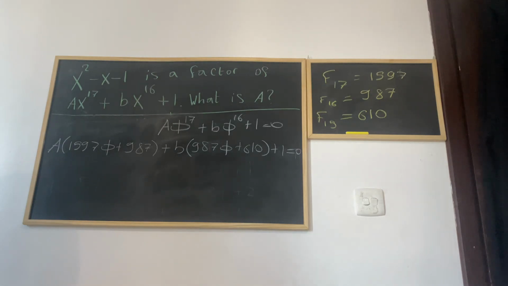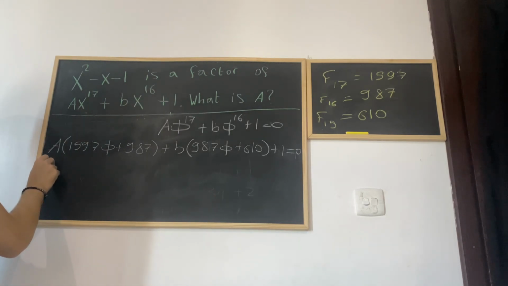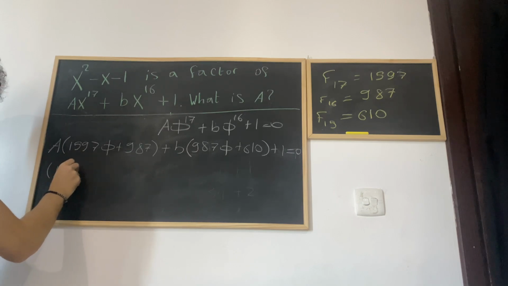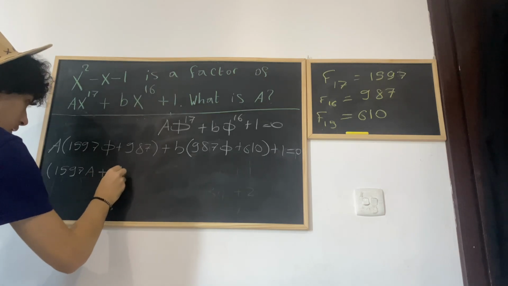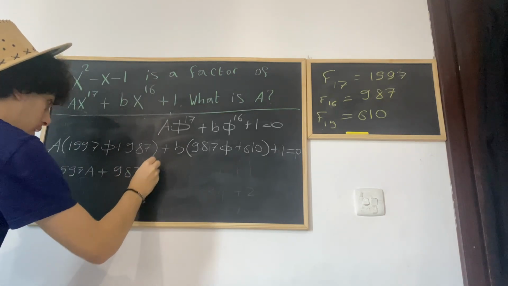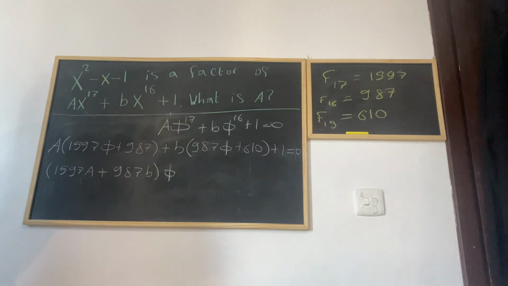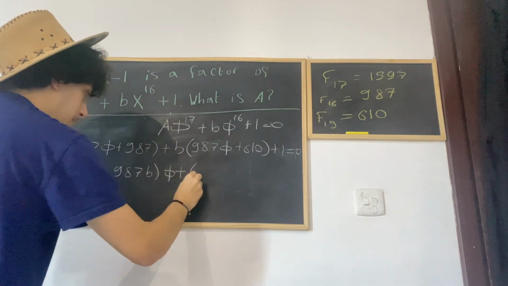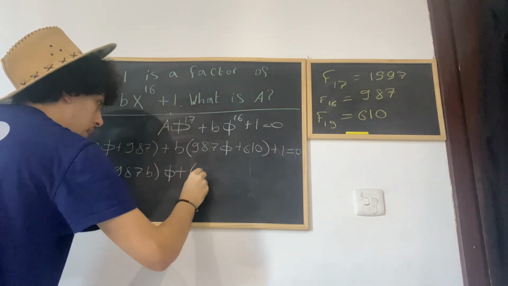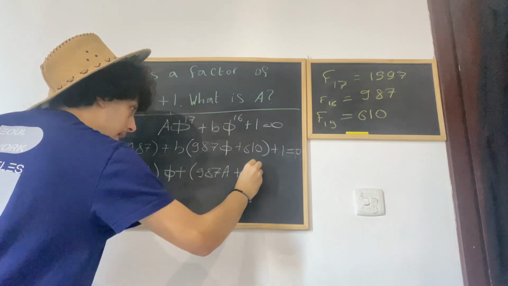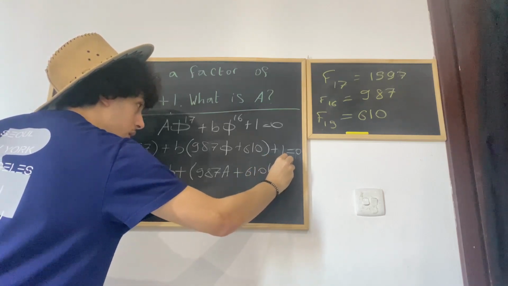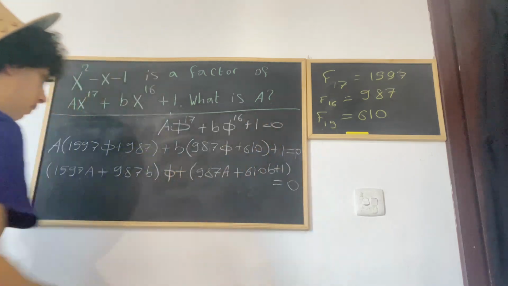Now, if we expand and group the terms here, we're going to get that 1597A plus 987B multiplied by phi plus, let's put a bracket here, 987A plus 610B plus 1 is equal to 0.